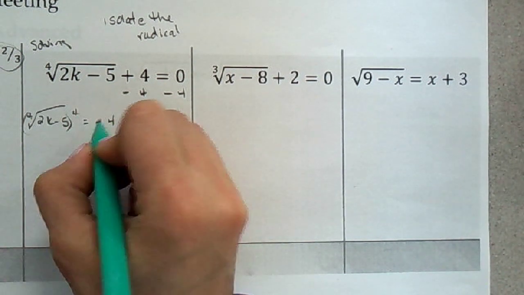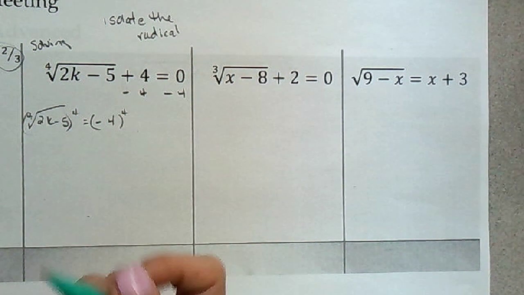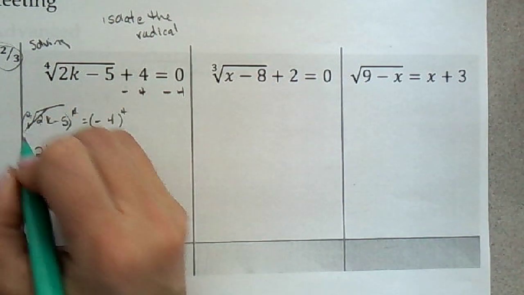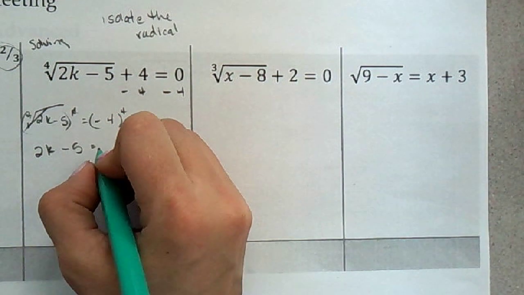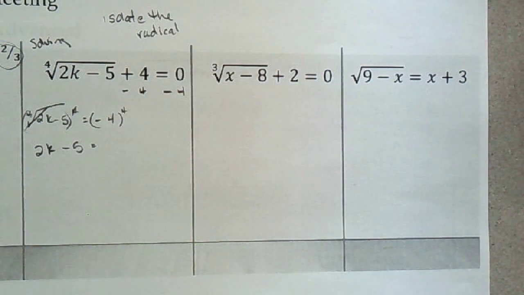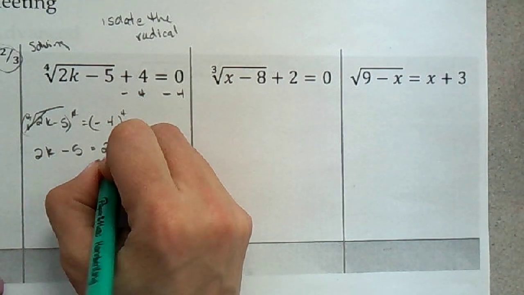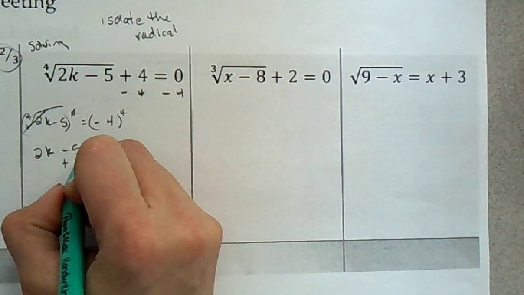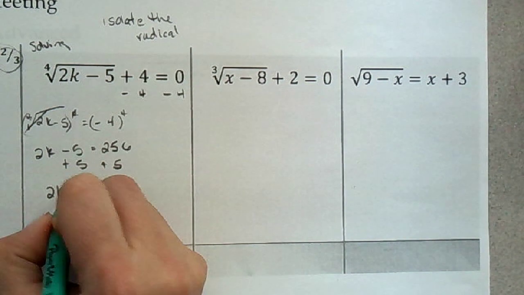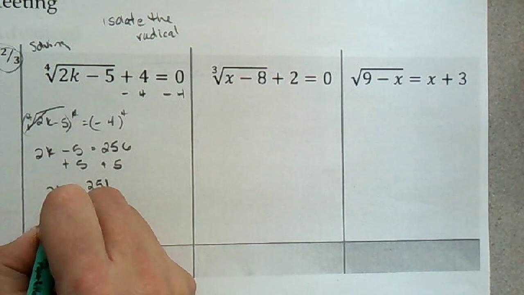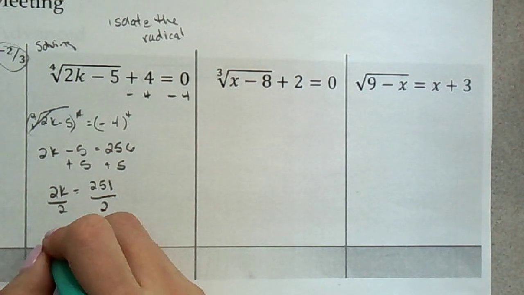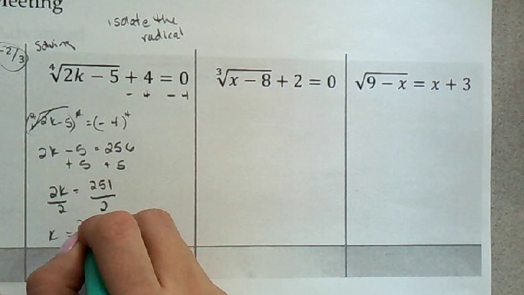So we're going to take everything to the 4th power, and we get 2k. This undoes that. We get 2k minus 5 is equal to the 4th power, 256, I believe. Let me make sure. It's been a long day, so yeah, I'm right. Okay, and then we're just going to solve for k. So we add 5, and we get 2k is equal to 251. We divide by 2, we divide by 2, and we get k is equal to positive 251 divided by 2.